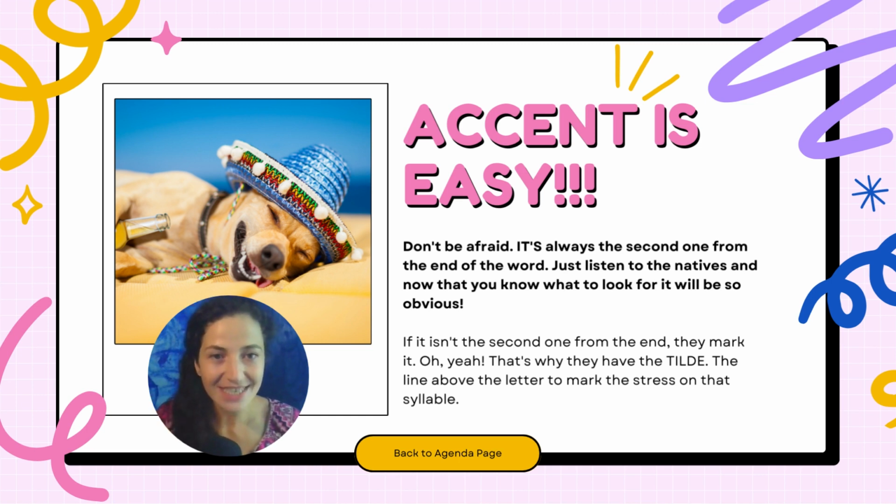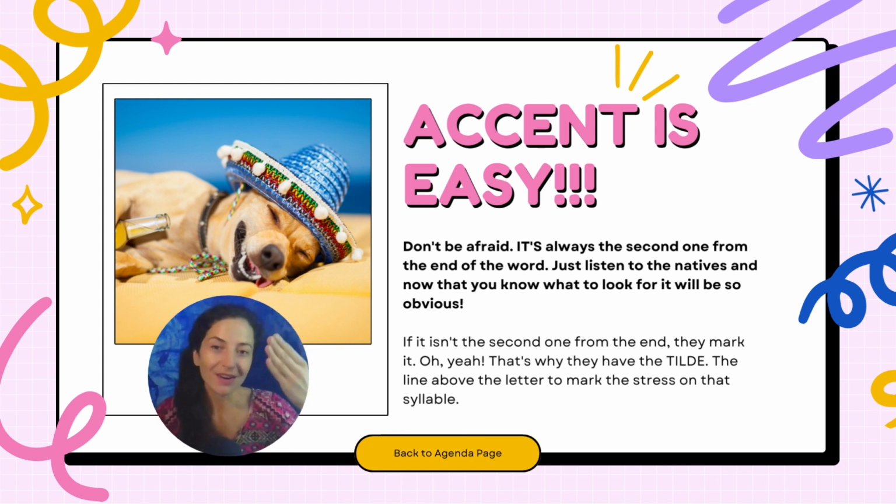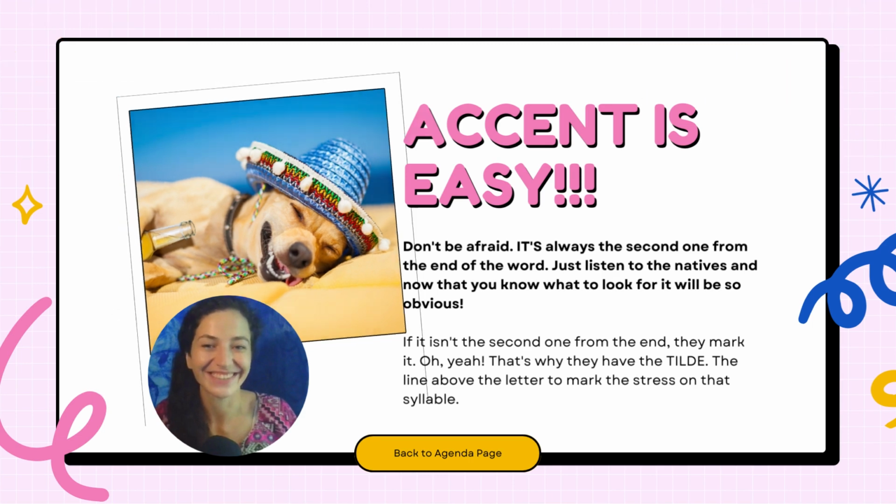If it isn't the second syllable from the end, we mark it. That's why you've got those little things above letters in Spanish, because if they don't want you to say the accent on the second sound from the end, they're going to mark it clearly. That's what accents are for in Spanish. So let's have a look at some examples.